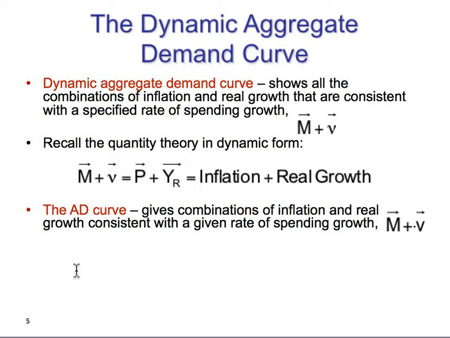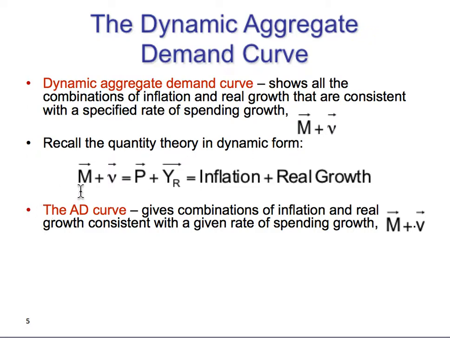So the dynamic aggregate demand curve is a curve which shows all the combinations of inflation and real GDP growth that are consistent with a specified rate of growth of spending. Spending growth is equal to the rate of growth of the money supply plus the rate of growth of the velocity of money. That comes from the quantity theory of money in dynamic form that we studied in the previous chapter.